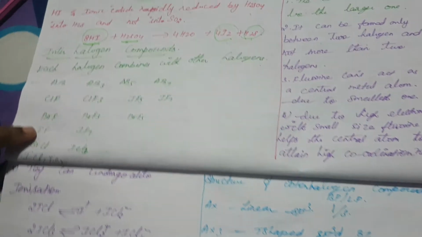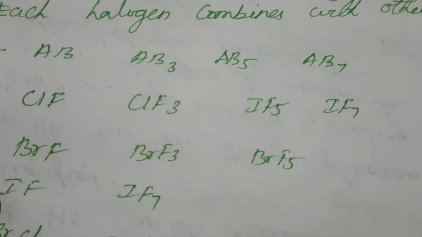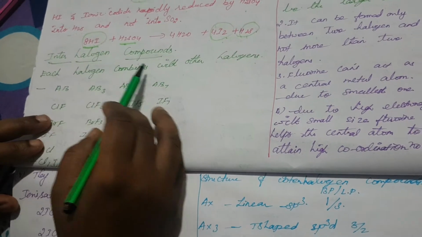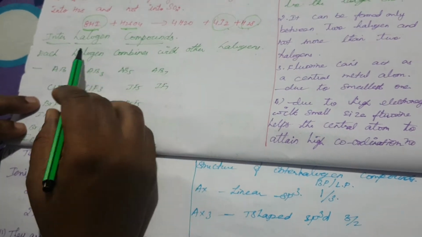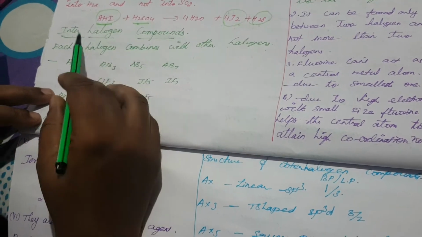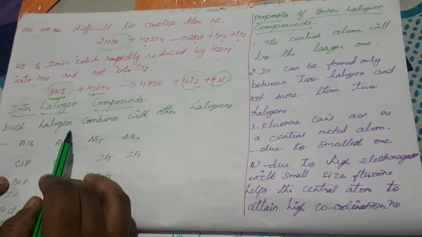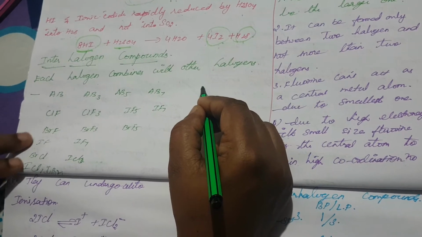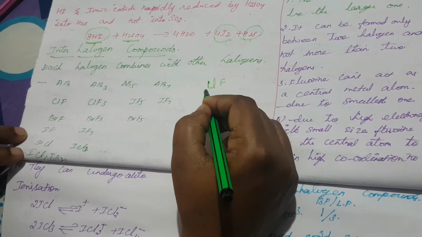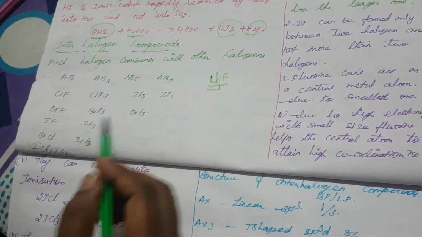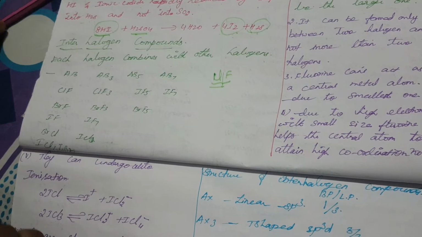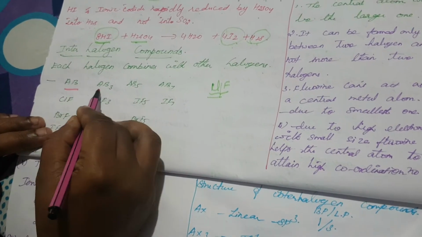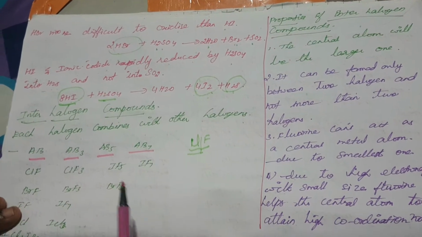Another important topic is interhalogen compounds. So what is meant by interhalogen compound? Inter means two, that is, two halogens combined, each halogen combined with another halogen. So here, one chlorine and another fluorine, that is called two halogens combined, called interhalogens. There are four types: AB, AB3, AB5, AB7.